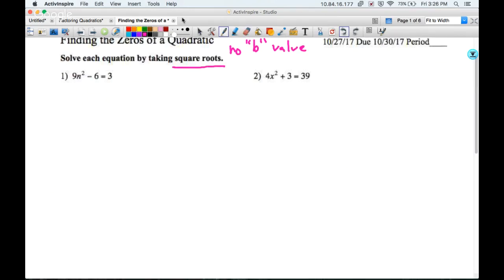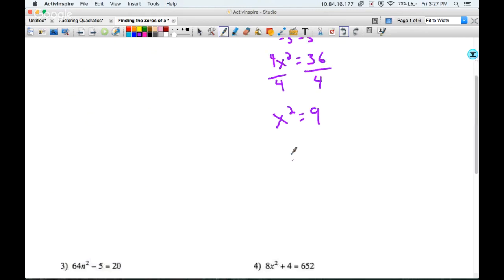It's very simple. We just simply need to isolate our variable and then take a square root. So here we go. Number 2, I'm going to subtract 3 from both sides. I get 4x squared equals 36. I'm going to divide both sides by 4. Then I get x squared equals 9. Now that I've isolated my x squared term, take a square root of both sides. Then we get x equals positive and negative 3. Whenever we take a square root, we get a positive and a negative answer.